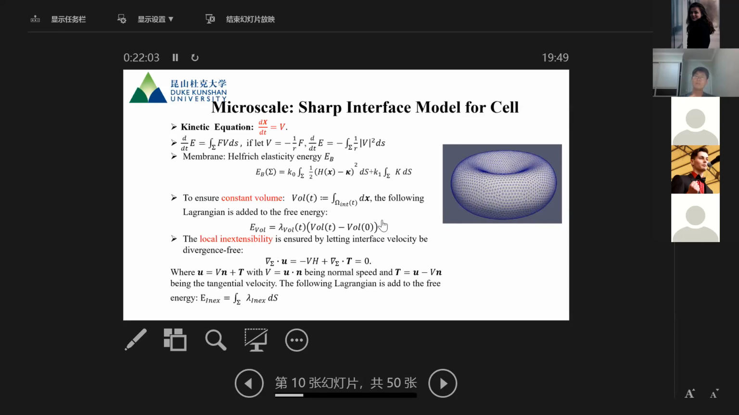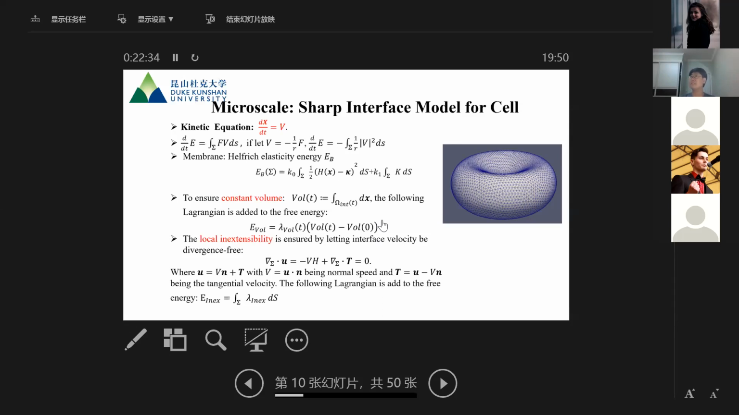That's because the fluid, like the water or plasma, inside or outside, is incompressible. And for the cell membrane, because it is formed by the lipid bilayer, there is a property called inextensibility. So it cannot stretch too much between these two layers horizontally. That's called local inextensibility. These two properties are modeled by introducing a Lagrange multiplier.